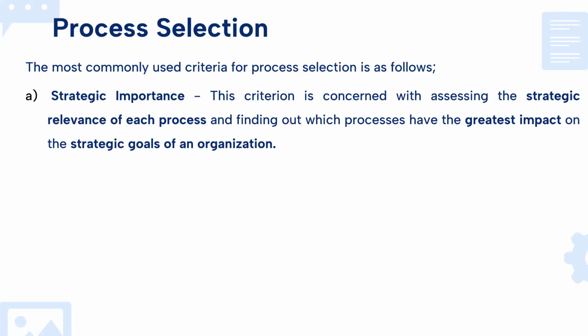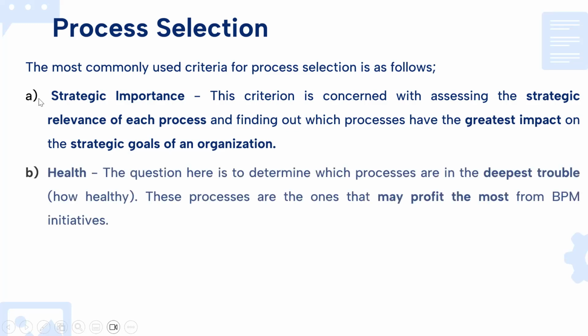So achieving the outcomes, or completing the particular process in a successful manner, has an impact on achieving strategic goals. Guys, we have to identify whether these processes have strategic importance. And the second one is the health of these processes. So basically, we are selecting these processes to improve them. After selecting these processes, we have to run the particular process through the BPM or business process management life cycle. So our ultimate target is to improve these processes.